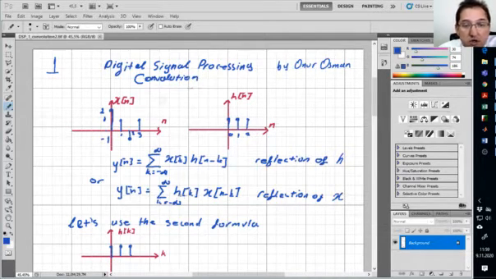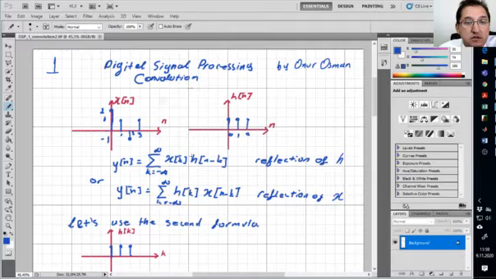Or we can use this formula. We change the places of h and x here. Here h[k], in this form h keeps the same, and x[n minus k] is the reflection of x.